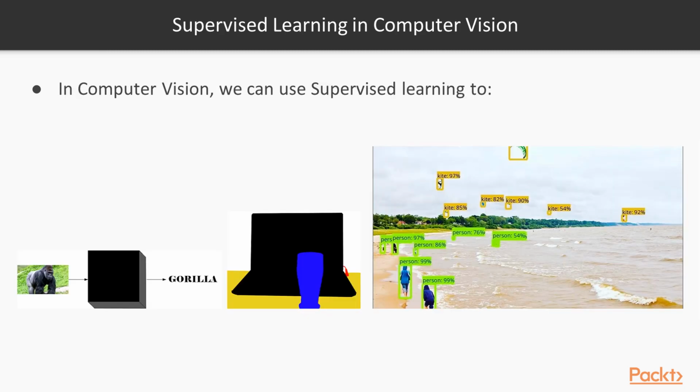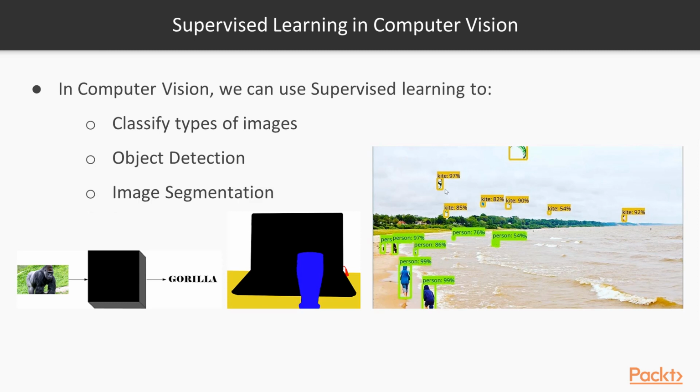Now let's look at some supervised learning examples in computer vision. What we can do with supervised learning is classify types of images. So you can do things like identify whether an image has a cat or a dog, or basically is a pornographic image or not. You can do things like object detection.